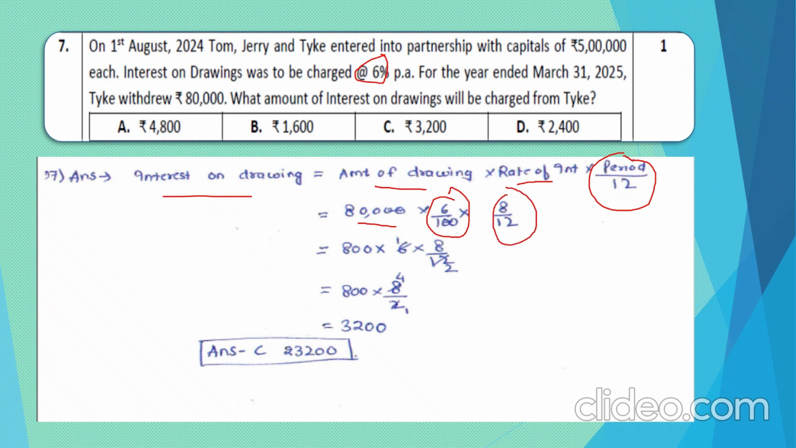So he withdrew the amount on 1st August. So from August 24 to March 25: August, September, October, November, December, January, February, March. So in total 8 months. Okay, so if you cut the two zeros, this one and this one, you have 800 into 6 into 8 upon 12. Now, 6 tables: 6 ones are 6, 6 twos are 12. So your 8 will come as it is, and 2. Then again 2 ones are 2, 2 fours are 8, 8 fours are 32. So your answer is 32 hundred, that is 3,200.